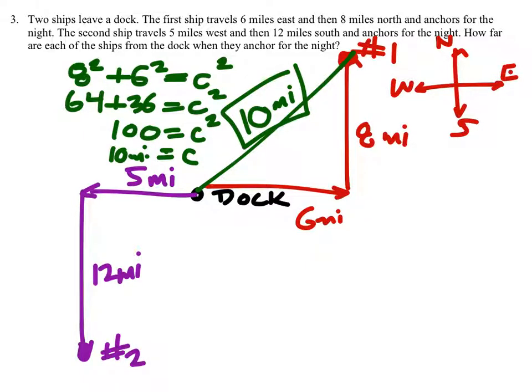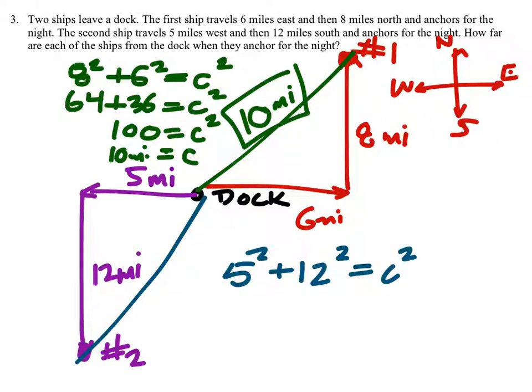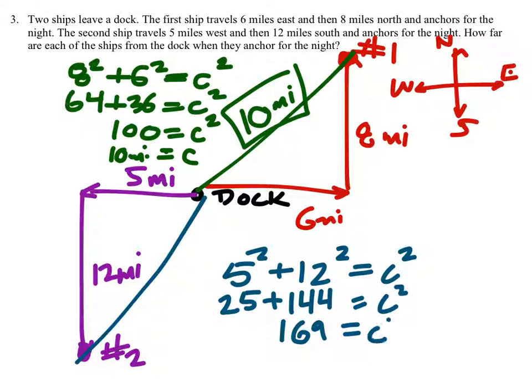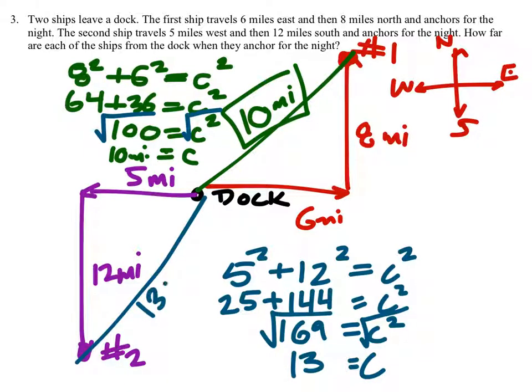All right, next we want the distance from the dock to ship number 2 where they have anchored it. It says the 2 legs, we got 5 and 12. So let's go ahead and square and add these, which will be the hypotenuse squared. So I got 25 plus 144 equals the hypotenuse squared. Adding these together, 169. And then we square root both of these, just like we would have done before, which gives me just C equals 13. So it appears that ship number 2 is 13 miles away from the dock.